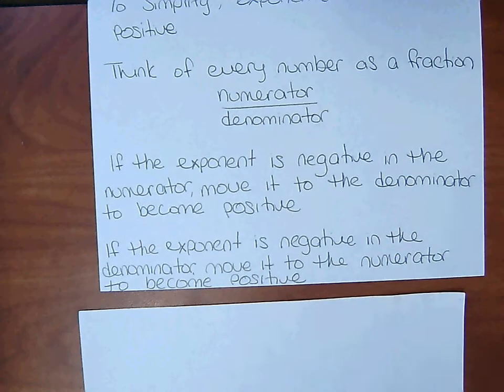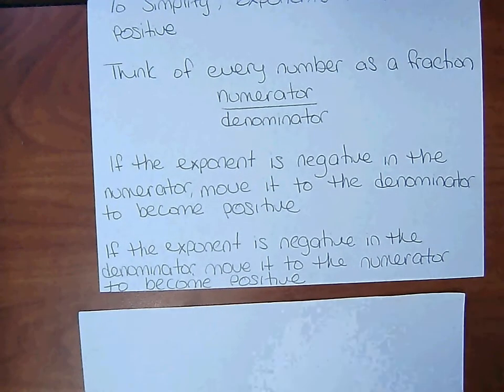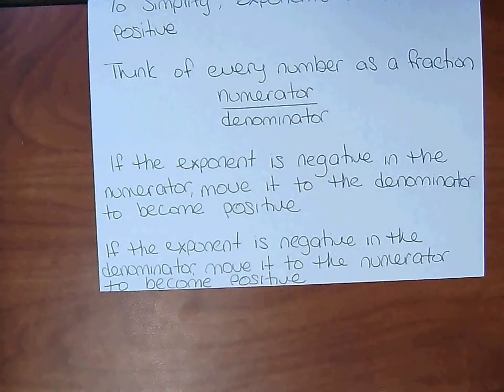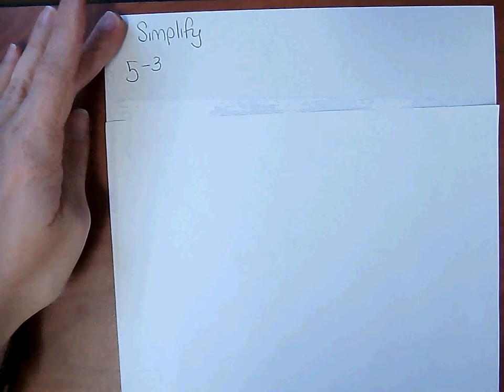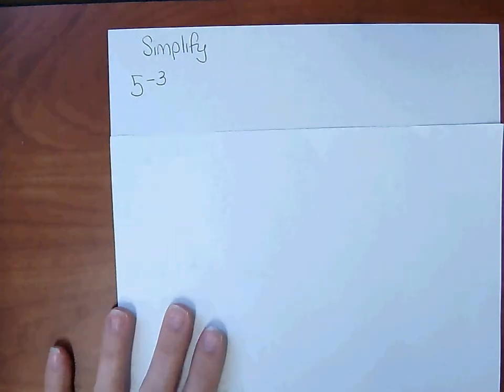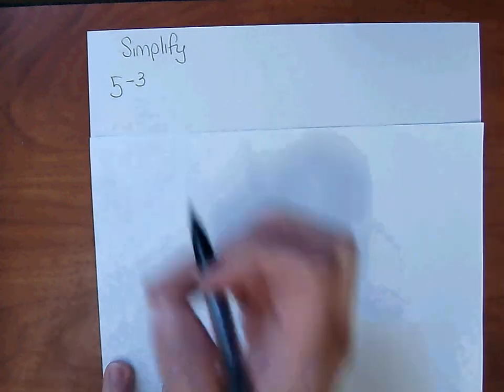I think of this as a game. If you think of it as a game, it could be fun. So let's simplify. 5 to the negative third. Make this number a fraction. Well, you can make any number a fraction by putting a 1 underneath it.